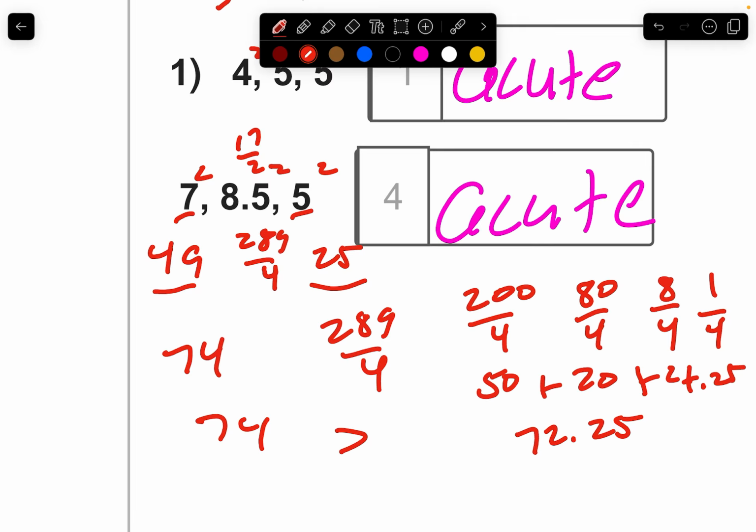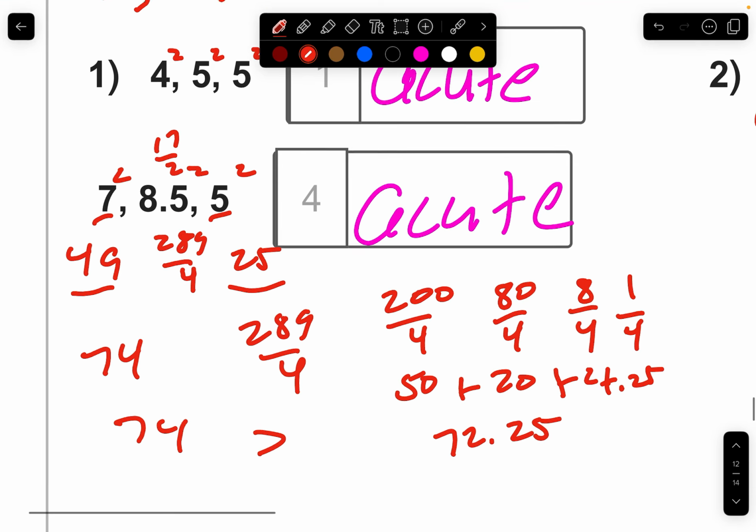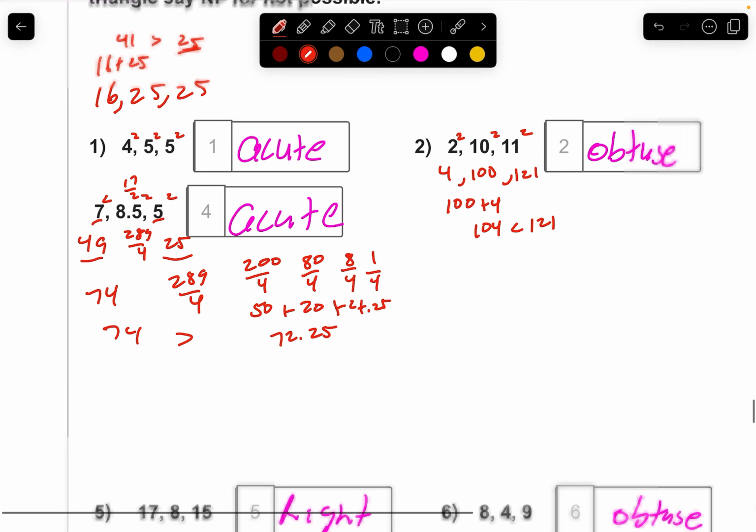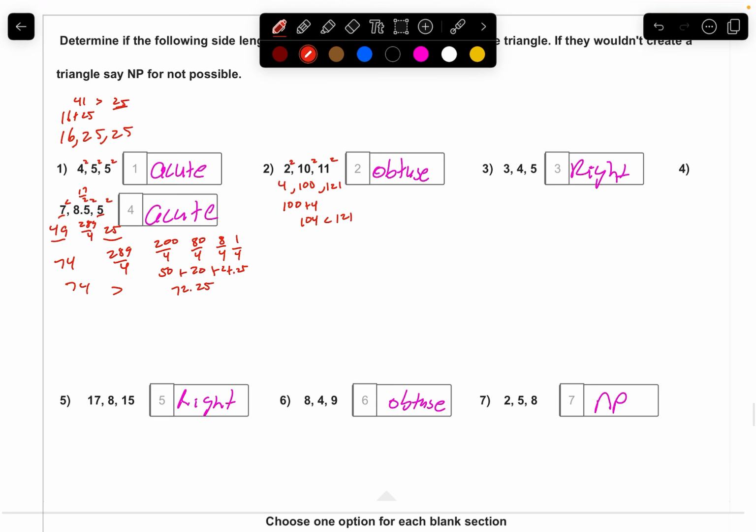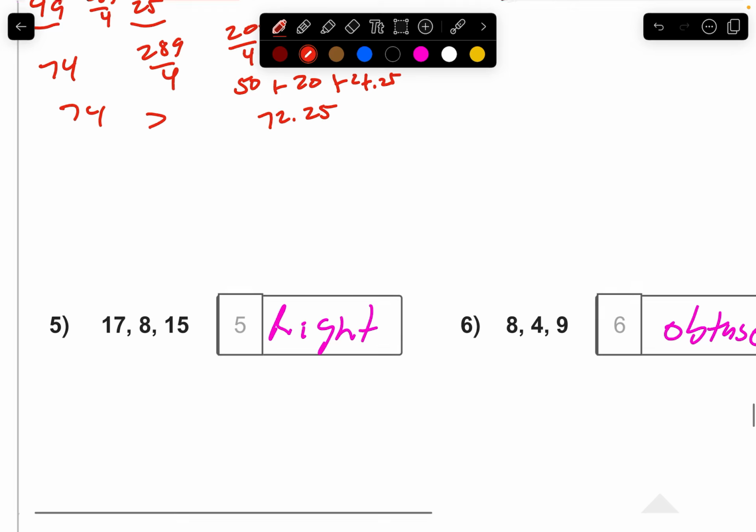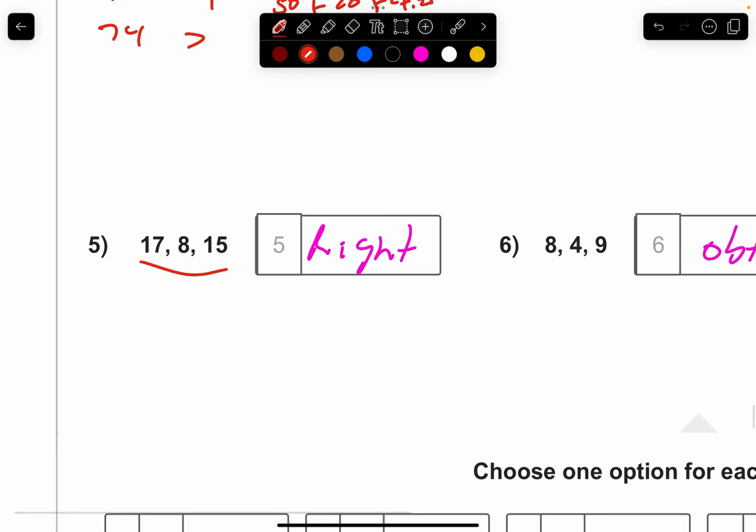Yeah, that's harder than intended. Sorry, friends. That's not what we're doing right now. I need to go back and maybe remake this, or at least change that question. I'm not going to, but I probably should. 8, 15, 17, that's a right triangle. We've learned that.